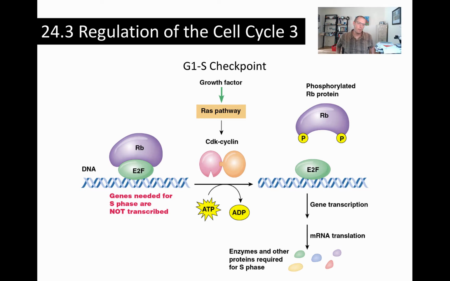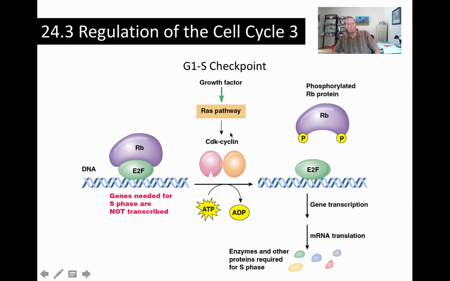There are several of these checkpoints. We'll look at maybe 5 different types of checkpoint. The first one is the G1/S checkpoint. The key players here are the CDK cyclin families that accumulate during G1, and a protein called RB and a protein called E2F.